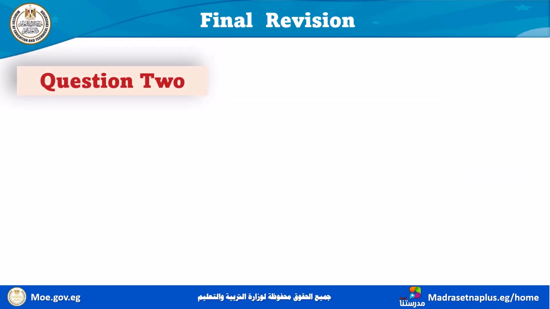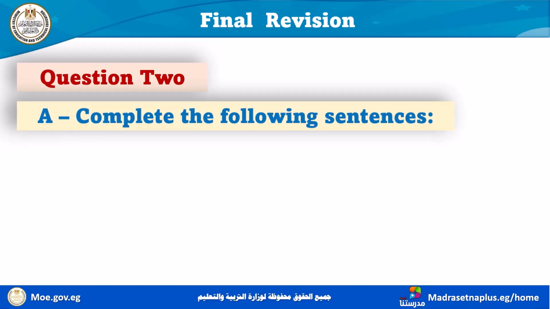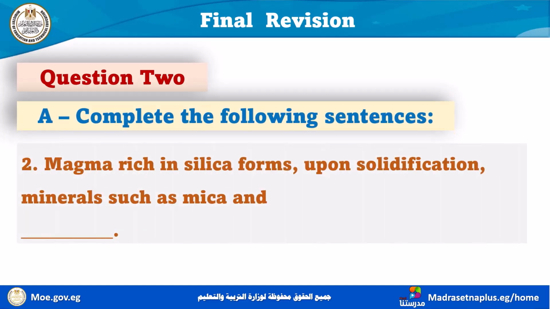Question 2, complete the following sentences. Number 2. Magma rich in silica forms upon solidification minerals such as mica and dash. What is the other example of this type of minerals? Of course, quartz. Quartz and mica are formed from magma rich in silica.